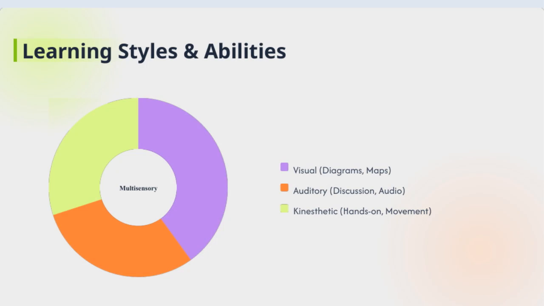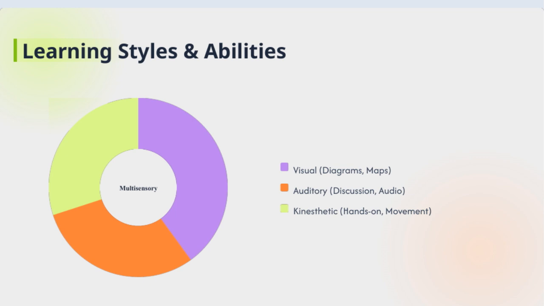First, there's kinesthetic learning, which involves hands-on activities and movement. People who prefer this style learn best by doing, touching, and actively engaging with the material. Then, we have auditory learners, who benefit most from discussion, listening to audio or verbal explanations. They often remember information better when they hear it.